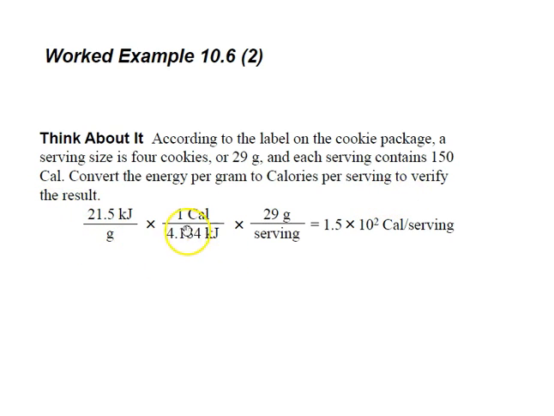So we have this value here of 4.184 kilojoules is equivalent to 1 calorie. That's just an equality, like 12 inches in a foot. So this will allow us to cancel out our kilojoules and then give us calories. And then 29 grams, we would multiply that. And then we get 1.5 times 10 to the 2 calories per serving. And then it says it contains 150, which does match up. So usually the labels are slightly off, and they're not perfect and don't match up.